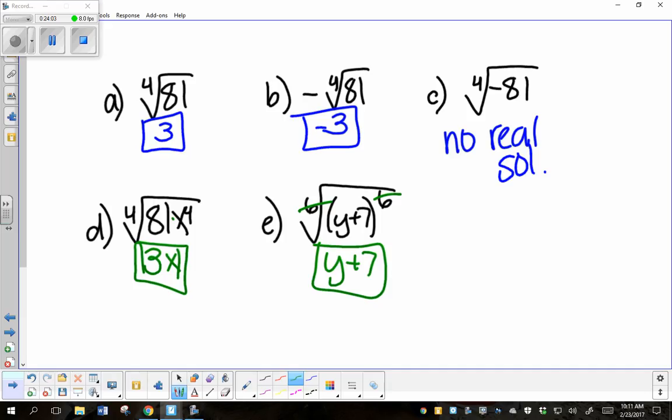On this one, we don't have to put it. Why would we not have to put absolute value on this one? Jeb? Right, there's no variable. It could never be negative.